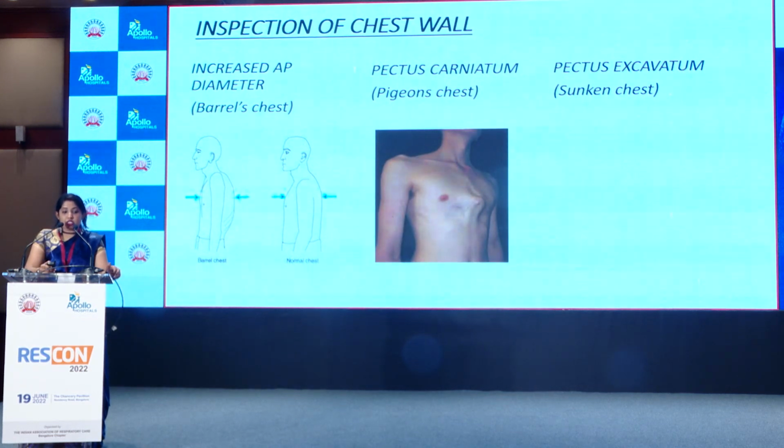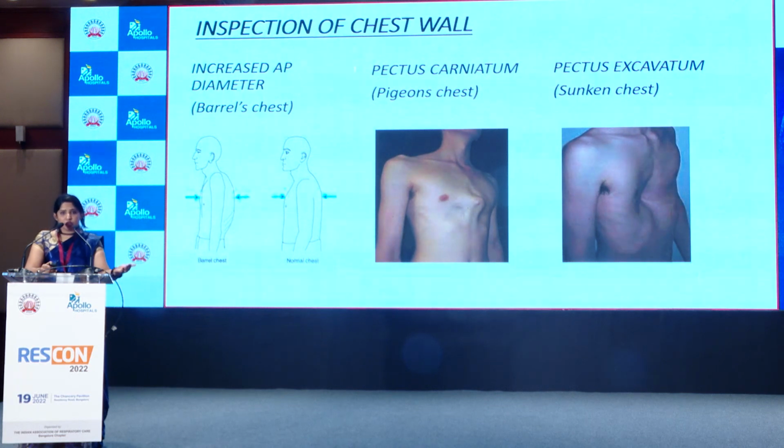Pectus carinatum is a pigeon's chest where you have protrusion of the sternum and the ribs, usually seen in syndromic patients, like Noonan syndrome. Pectus excavatum is the sunken chest. If you see in this picture, it's a cave-in chest, sunken in appearance. Usually you can see it in Marfan's syndrome.